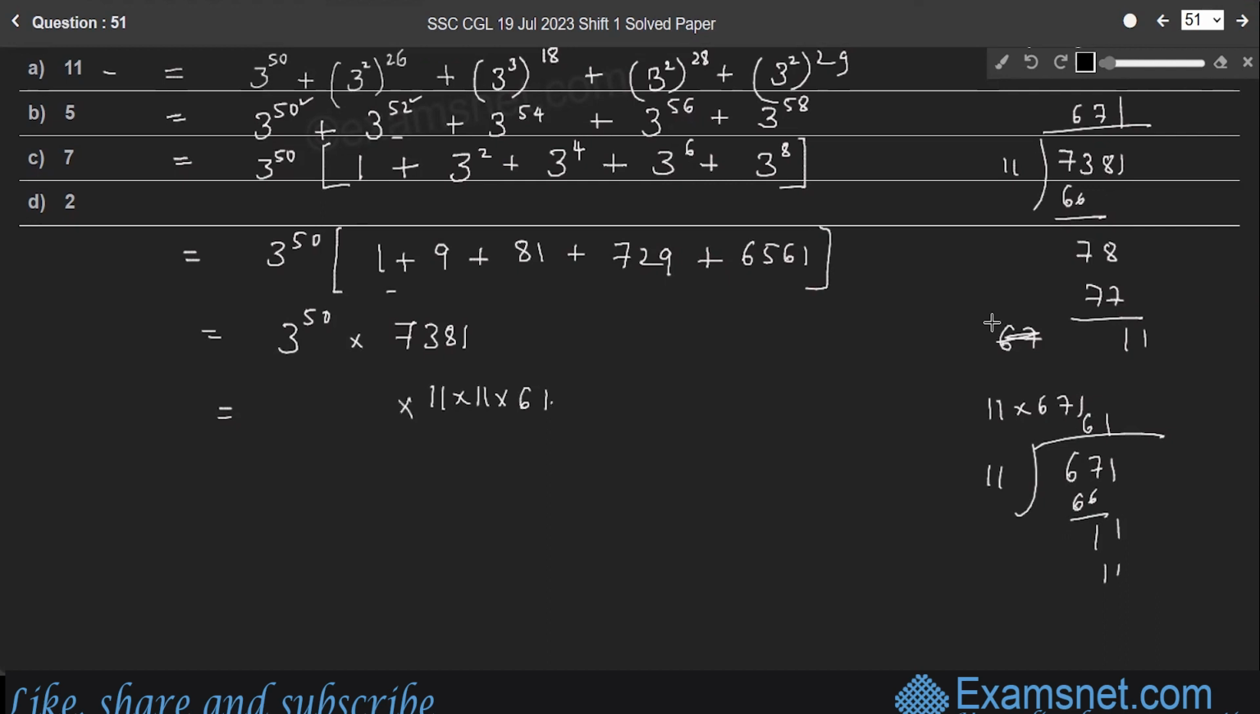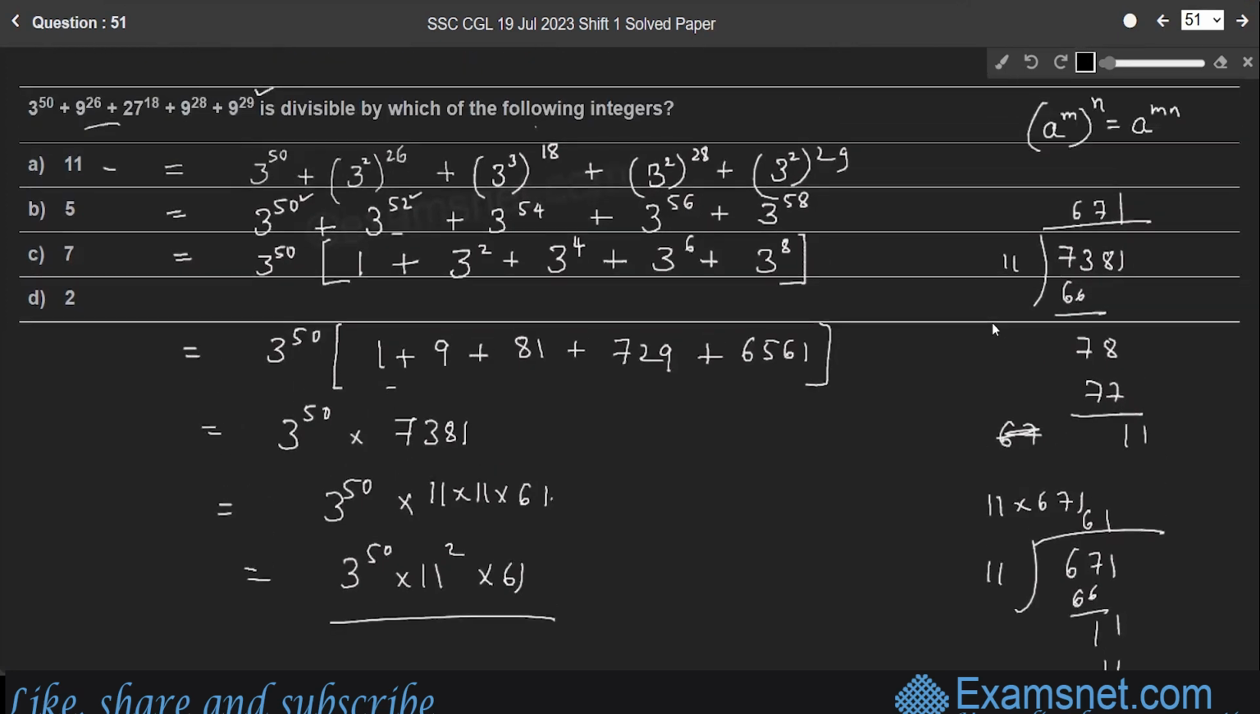So into, first term is 3 raised to 50. Therefore, 3 raised to 50 into 11 square into 61 is the given expression. That means the given expression is divisible by 11, right? So among 4 options, 11 is given already, so no need to go for remaining options. So the given expression is divisible by 11, option A.